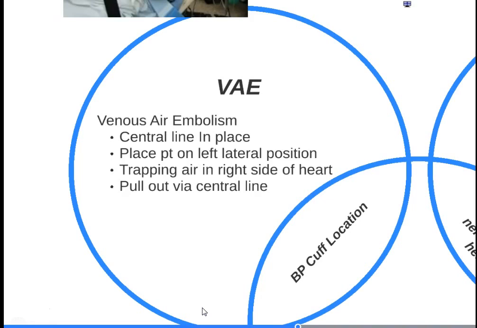This is textbook, guys. You're supposed to instantly put the patient down and flip them onto their left lateral position. This would, in theory, trap the air in the right side of the heart, and you'd be able to pull the air out through your central line. And as we all know, a central line tip sits in the SVC, which is right outside the right atrium. Now, in reality, there's no way that would ever happen. Because you know how long it takes to get into this beach chair position? To actually put somebody down and flip them lateral?